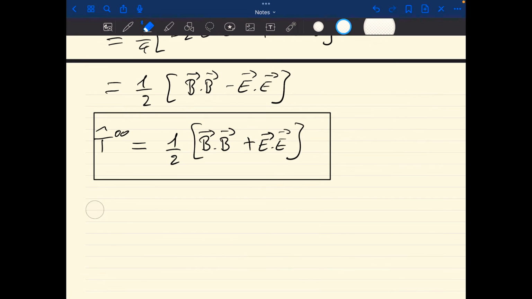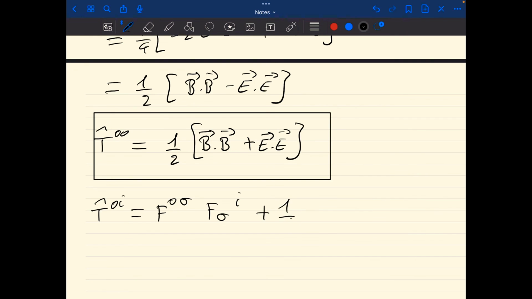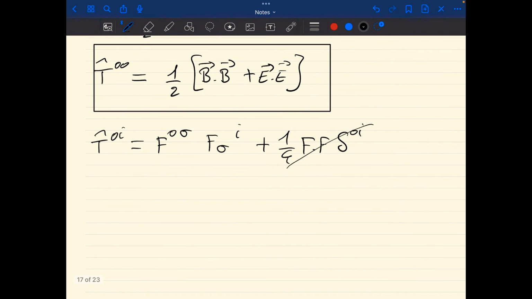We can now compute T^{0i}. So that's F^{0σ}F_σ^i plus 1/4 of FF δ^{0i}, which is equal to 0. So we only have the first term. So σ, as you see, can only take spatial values because the first term would be 0 otherwise. So that's F^{0j}F_j^i.